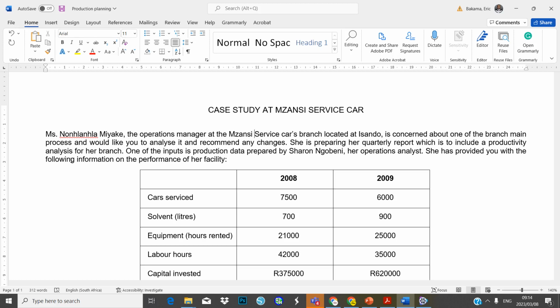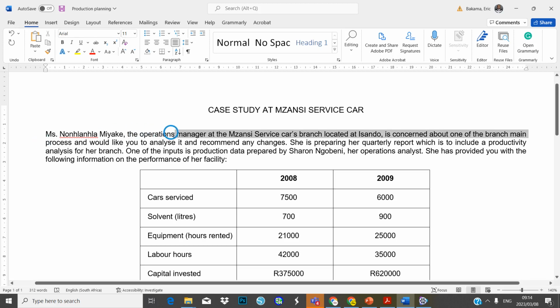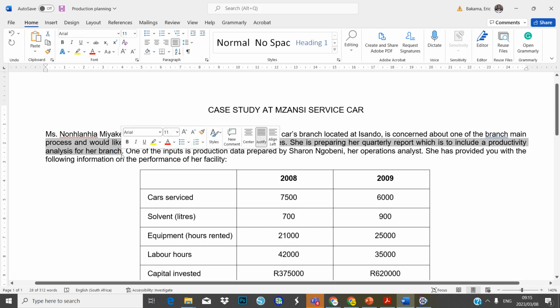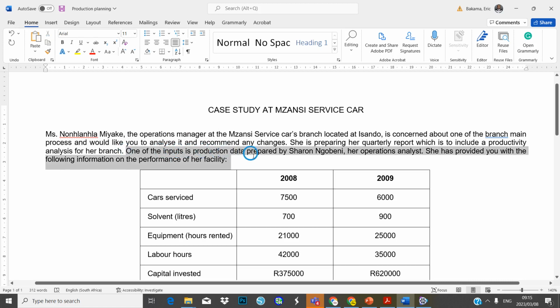She is concerned about one of the branch's main processes and would like to analyze and recommend any change. She is preparing a quarterly report which is to include the productivity analysis of a branch. So she wants to analyze the productivity of the branch to see how it has been doing. One of the inputs is production data prepared by Sharon Gobeni, an operation analyst. She has prepared the following information on the production of a facility.